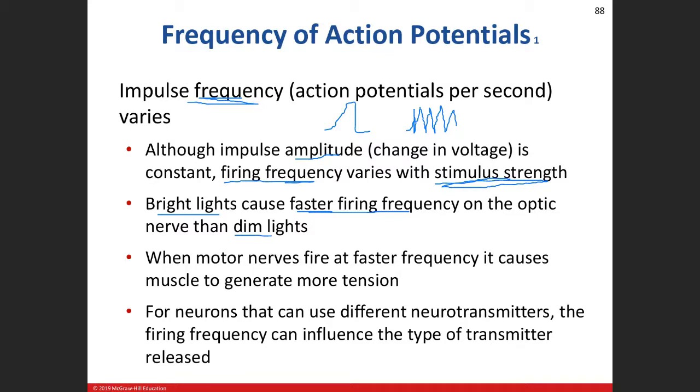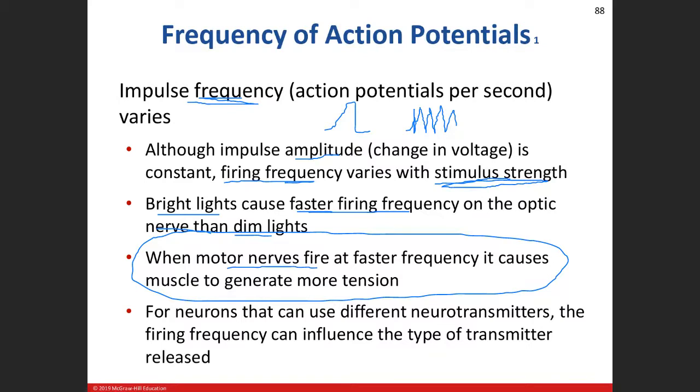We'll talk about this concept in chapter 10, but when we're dealing with motor nerves, if we want to increase muscle tension, the amount of force that we can generate for a contraction, all we need to do is increase the number of motor nerves that fire, or we can increase the frequency at which they fire. Just fire down more action potentials, if we don't necessarily want to recruit more muscle fibers.